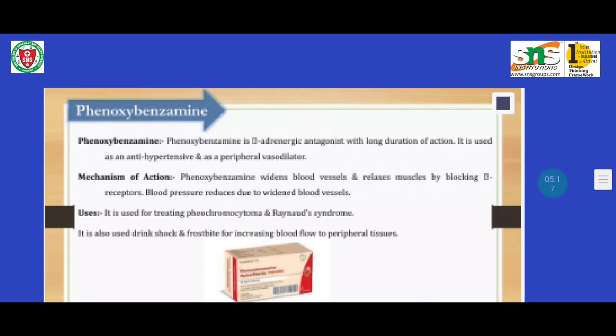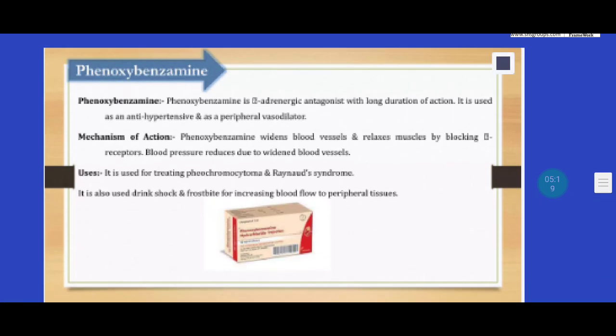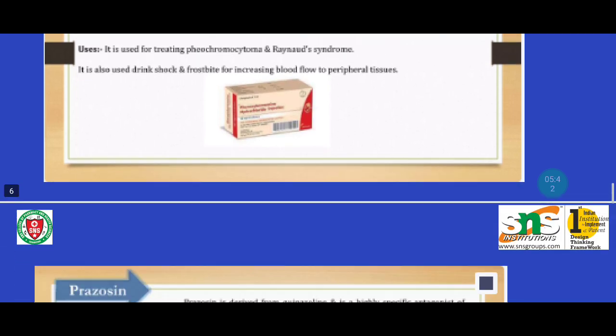Next, we are moving to phenoxybenzamine. Phenoxybenzamine is an alpha adrenergic antagonist with a long duration of action. It is used as an antihypertensive and as a peripheral vasodilator, for treating pheochromocytoma and Raynaud's syndrome. It is also used during shock and frostbite for increasing blood flow to peripheral tissues.